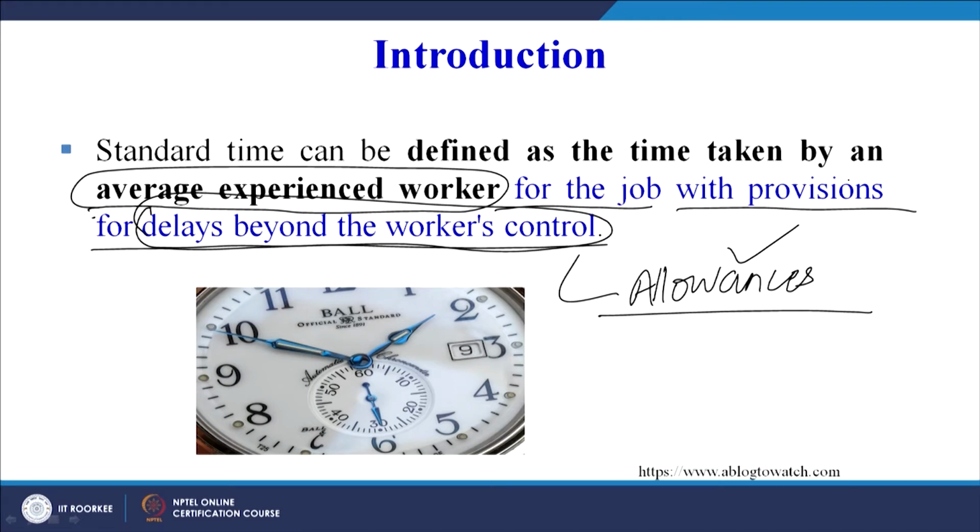So we will time the worker, we will try to find out the time required by an experienced worker to perform the work in the defined manner at the defined level of performance. But to that we also have to consider what the delays or problems are, or what the additional time taken by the worker is because of causes which are beyond the worker's control. So that also has to be accounted for when we are going to set the standard time for performing a task.